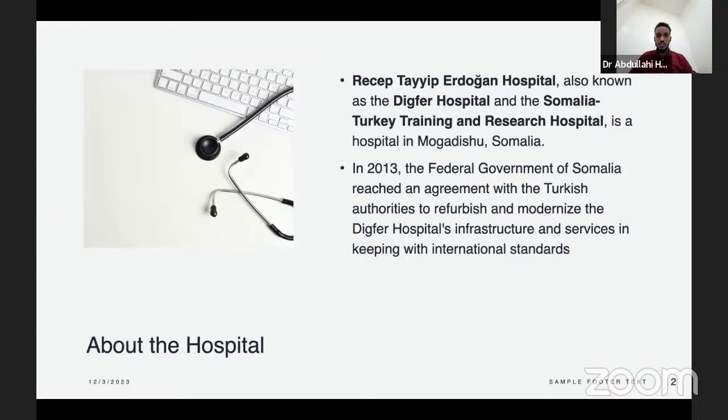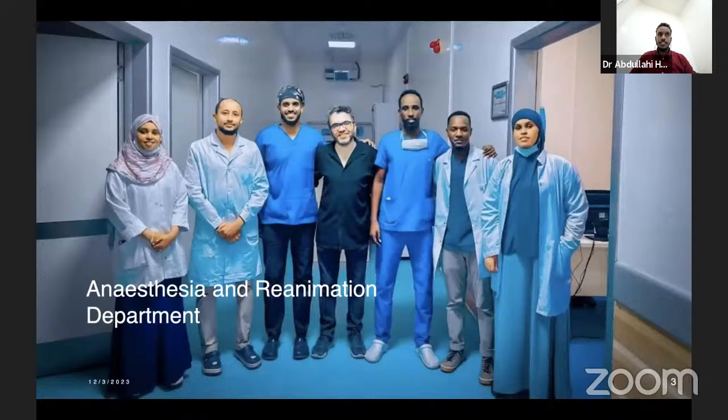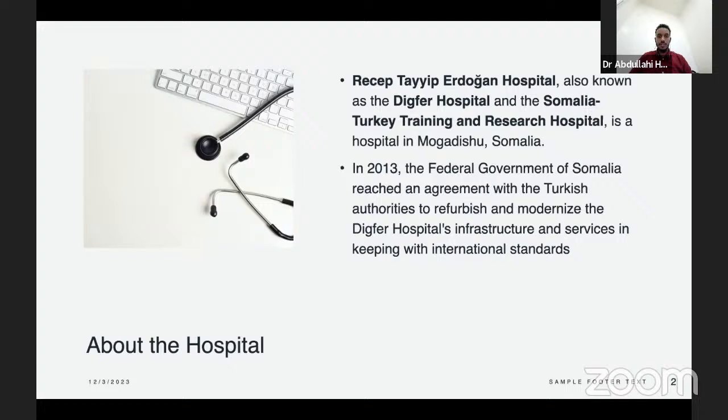Our hospital was established in 1960. It's a very old hospital. In that time, many unfortunate things happened, many wars, and our government collapsed. In 2013, the Somali government and Turkish authorities made an agreement to refurbish and modernize this hospital. Now it is under joint management of the Somali and Turkish governments, and there is a residency education program going on right now.